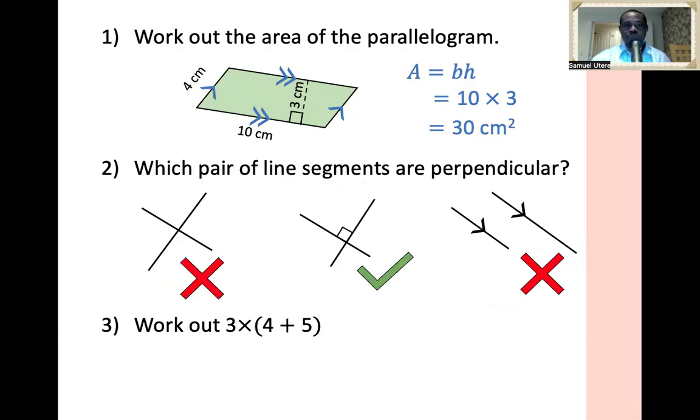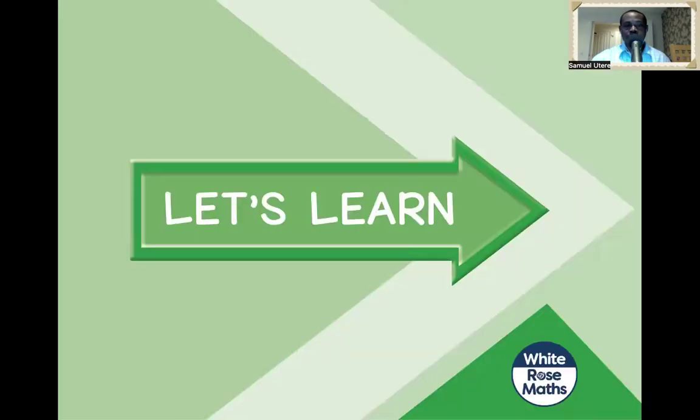So it's that one. Next, you're asked to work out 3 times, open bracket, 4 plus 5, close bracket. Now, applying our knowledge of order of operations, we need to do the bracket first. So we add 4 to 5, that's 9. 9 times 3 is 27.